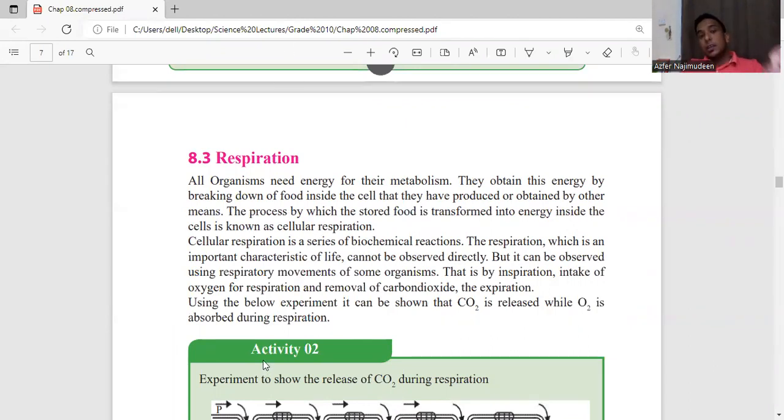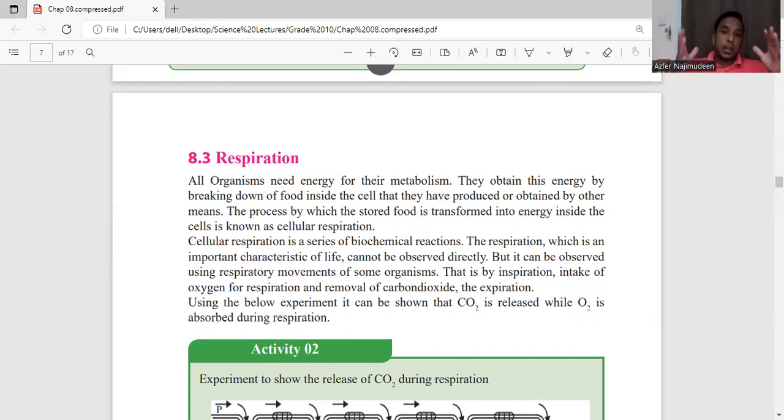So here you can see respiration. All organisms need energy for their metabolism. What do you mean by metabolism? Their day-to-day activity, right? Cells and organs within your body are functioning. They're all machines, and in order for a machine to function, it needs energy.